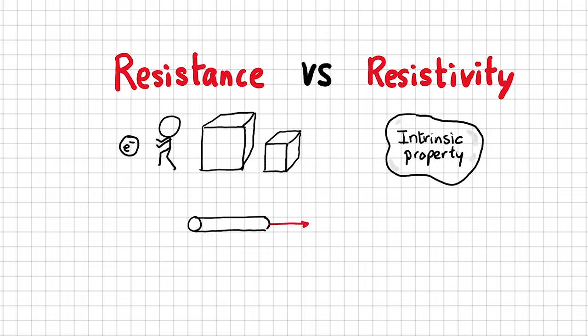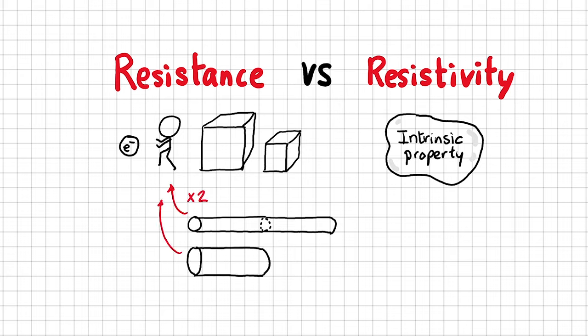So if I double the length of this wire, the resistance also doubles. But if I double the cross-sectional area, the resistance is going to halve. But in both of these cases, the resistivity remains unchanged.